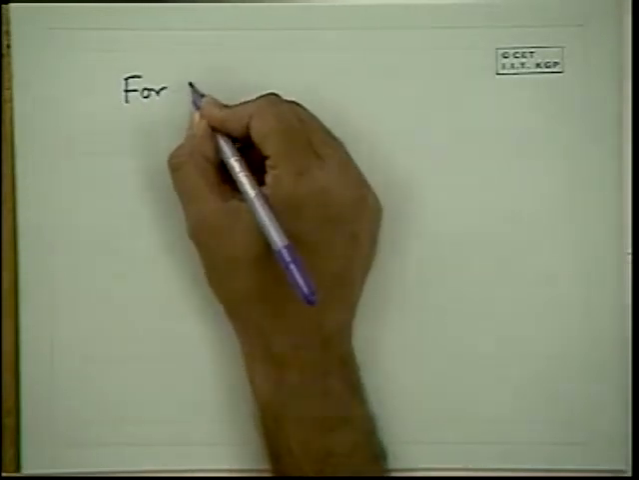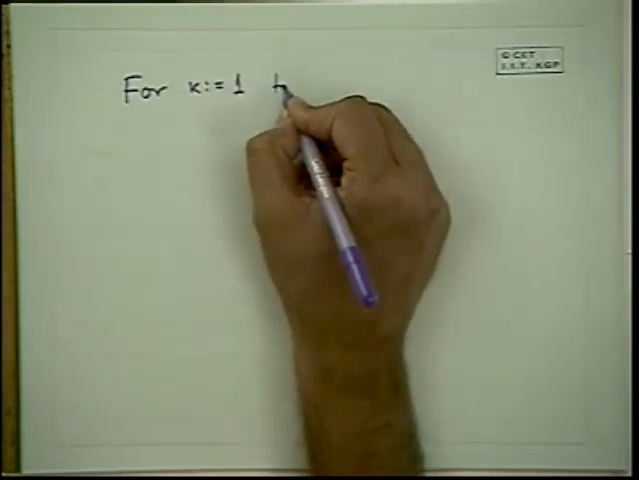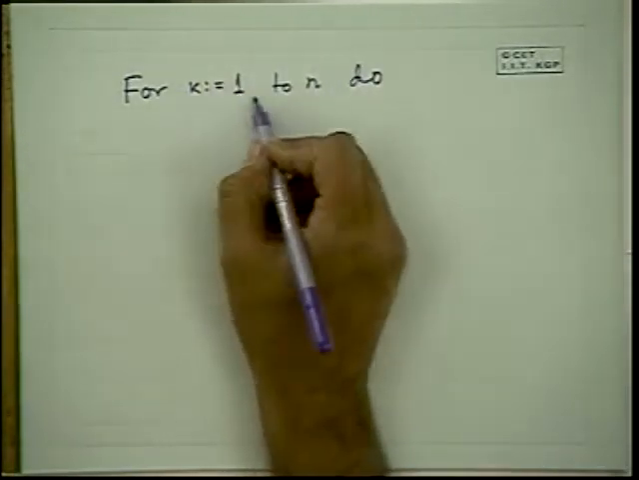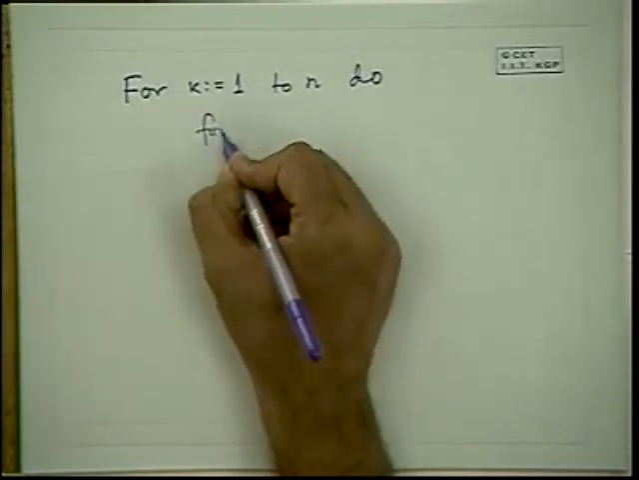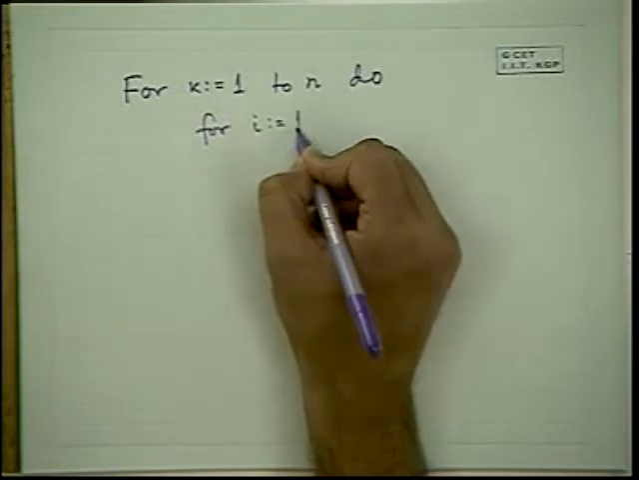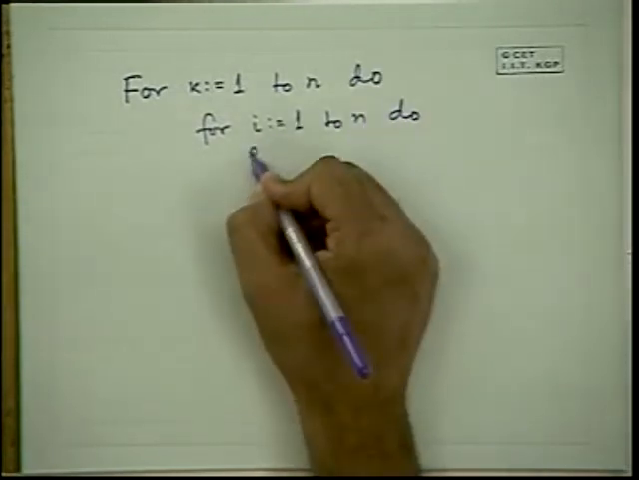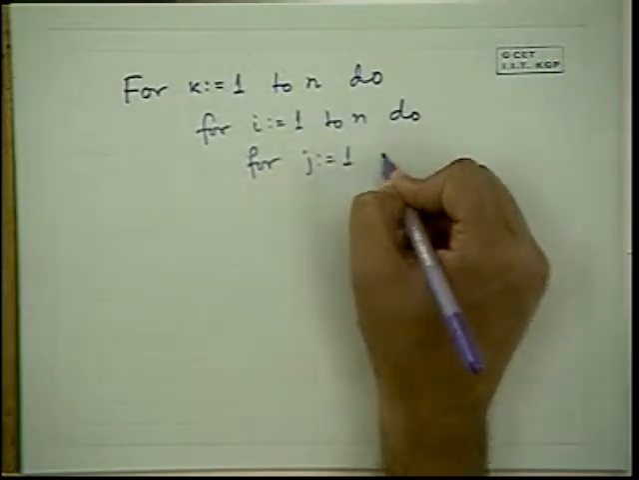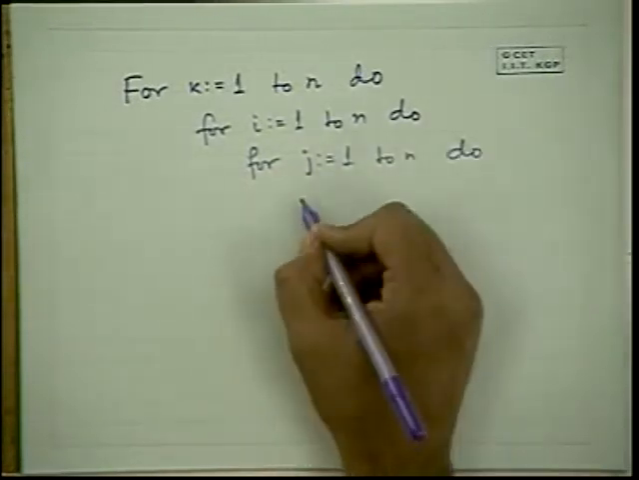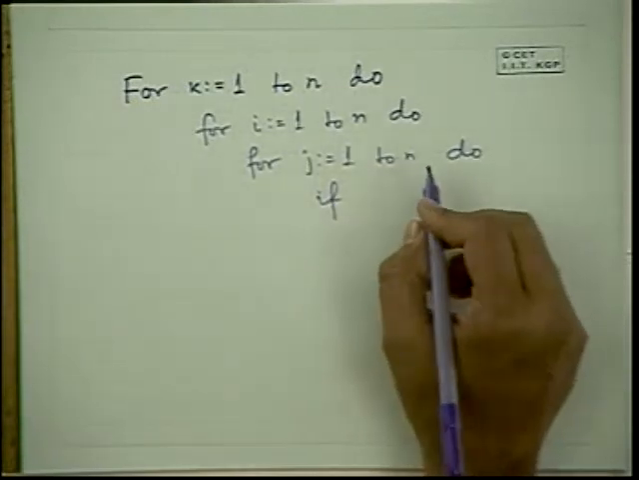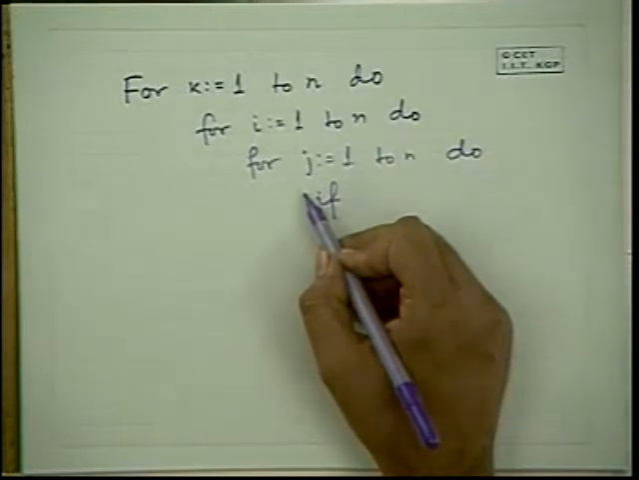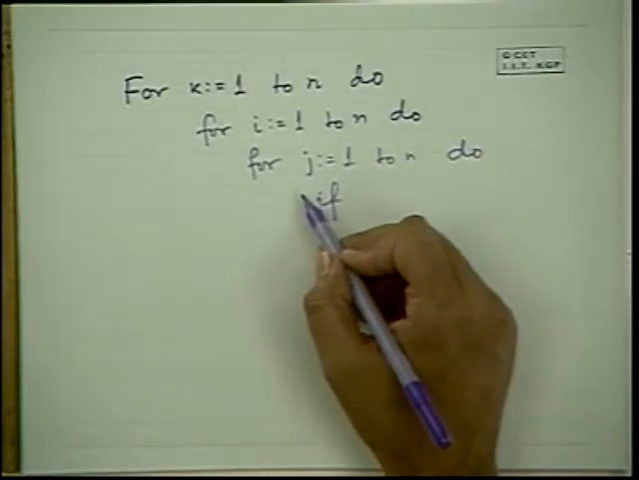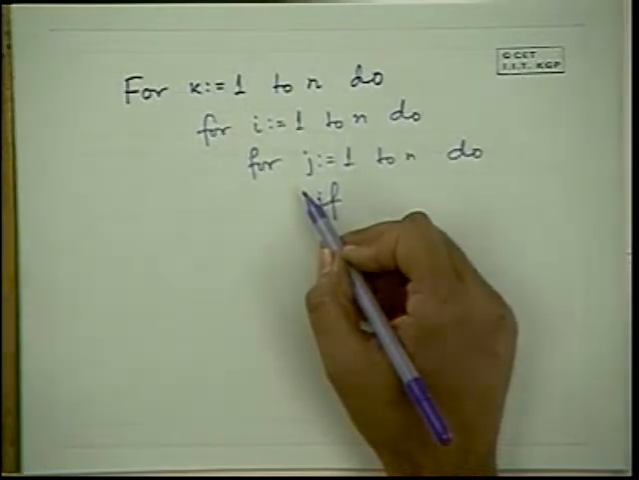So for k equal to 1 to n, do. This is the uppermost iteration, checking whether the vertices are less than or equal to k or not. There should be another one, i equal to 1 to n, do. Another one for j equal to 1 to n, do. Here is the check. So what is the iteration here? You are doing the kth iteration between i and j, checking whether there exists a path which goes through the vertices whose indices are less than or equal to k.